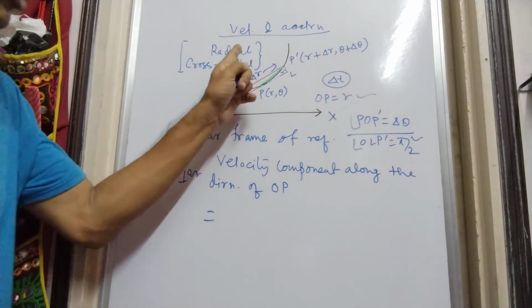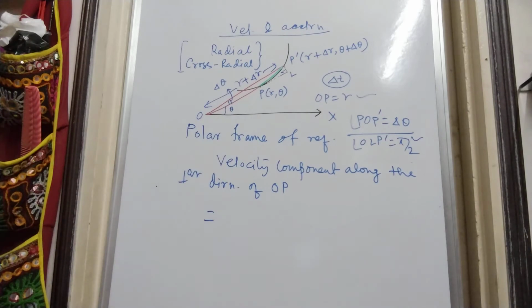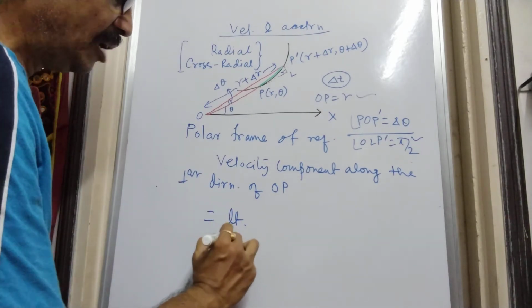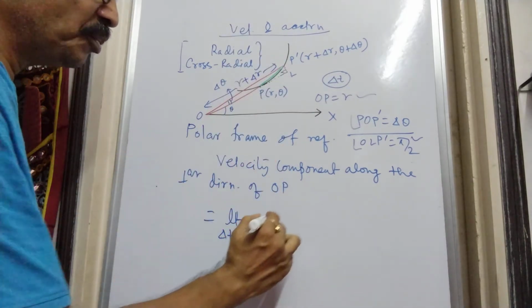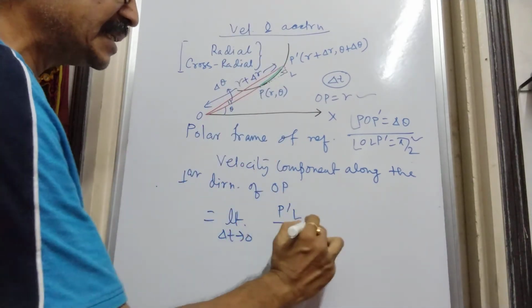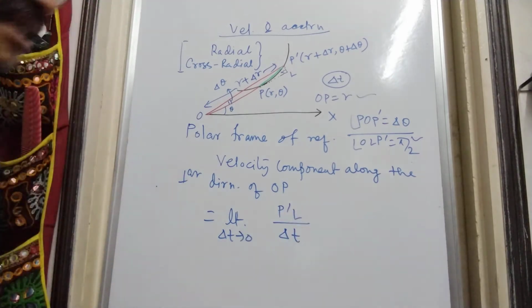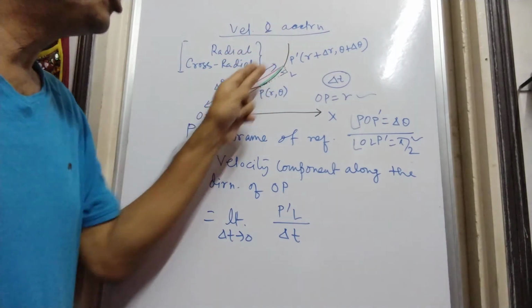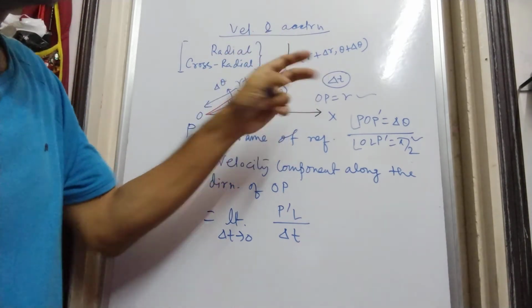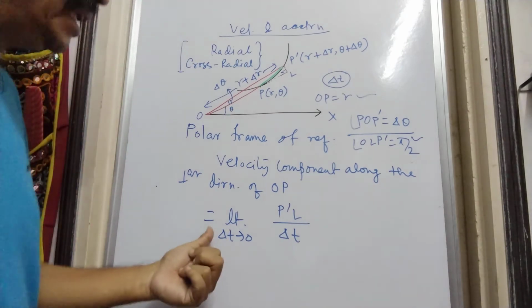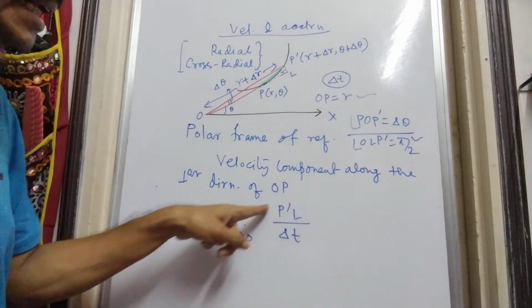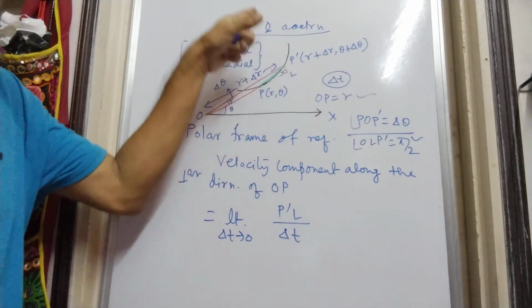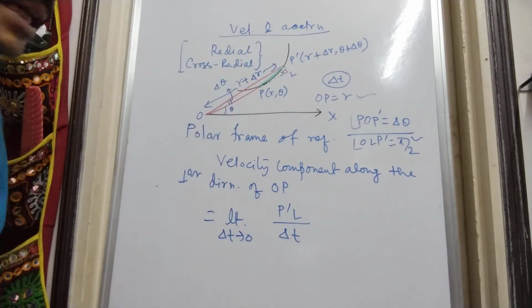So what is the perpendicular direction of OP? P prime L. And precisely P prime L is the displacement along the perpendicular direction of OP. So the velocity component will be P prime L by delta t. Isn't it so? Rate of change of displacement along the perpendicular direction of OP. So as P traverses along the curve from P to P prime in time delta t, which is infinitesimally small, we should take the limit as delta t tends to 0 of P prime L by delta t, because that is the rate of change of displacement along the perpendicular direction of the radius. It is quite clear from the figure.